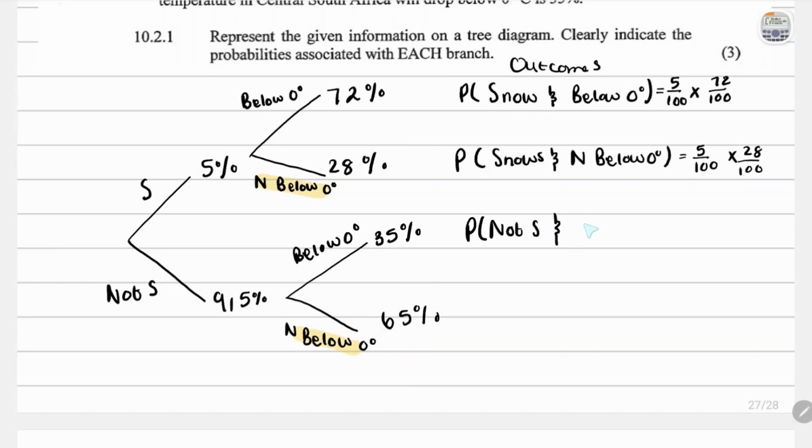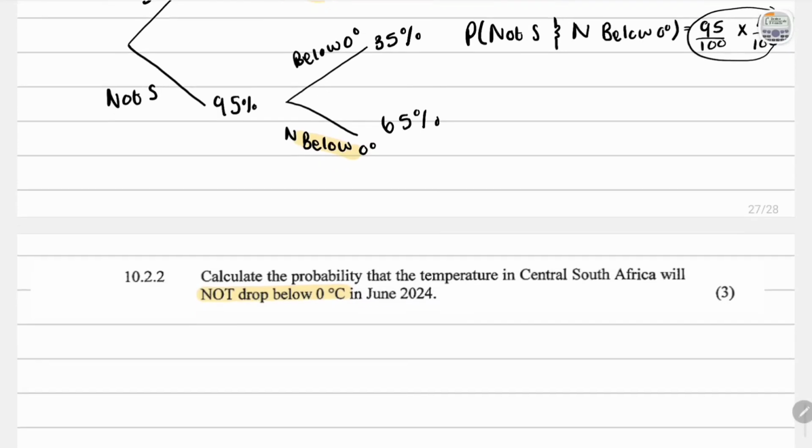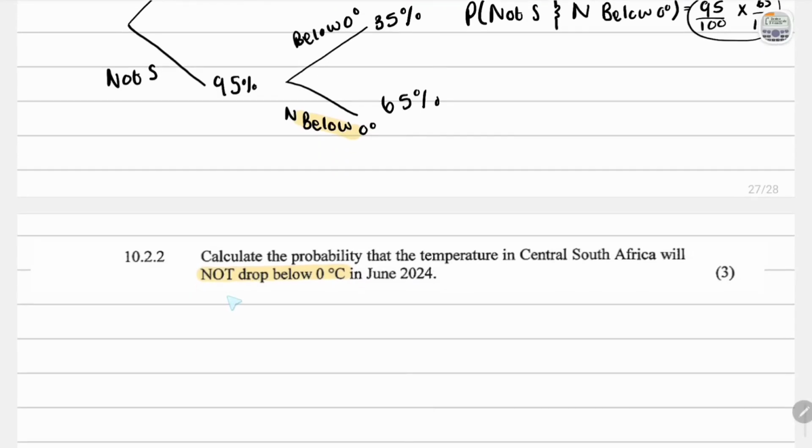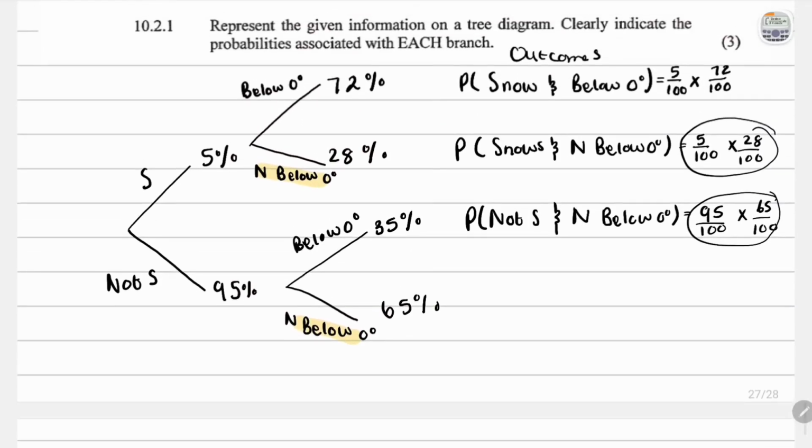And again, the temperature does not drop below 0. And we would just find out what that is. So this was 95. I don't know why I said 9.5. 95%, 95 over 100 multiplied by 65%, which is 65 over 100. So we are going to take these and we're going to add them, because that would give us the total probability that the temperature will simply just not drop below 0 degrees.